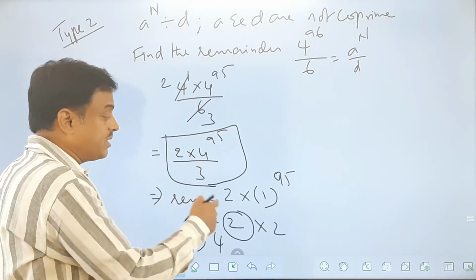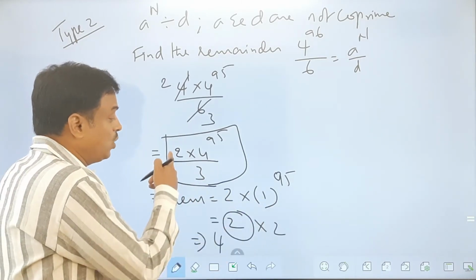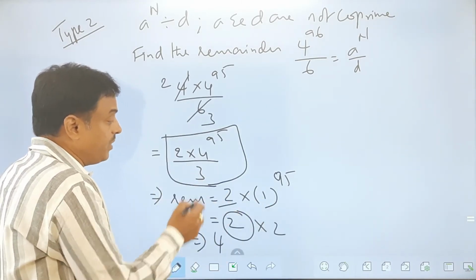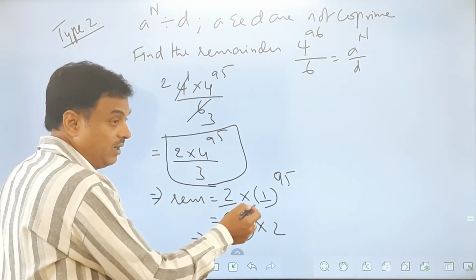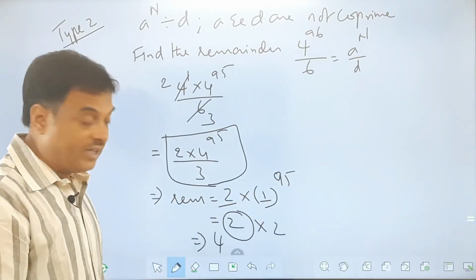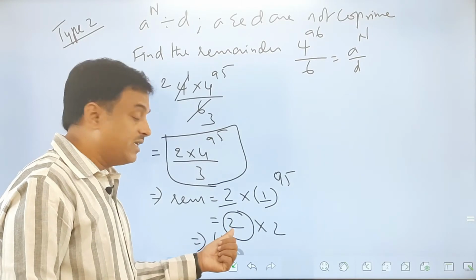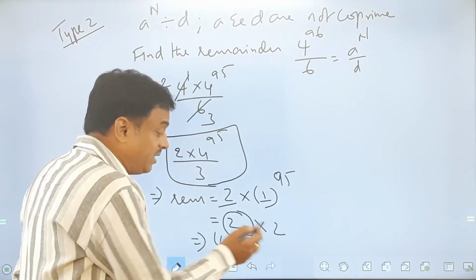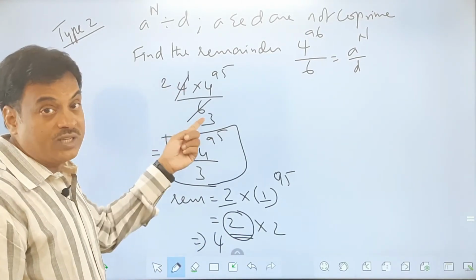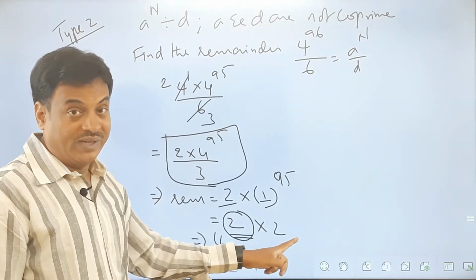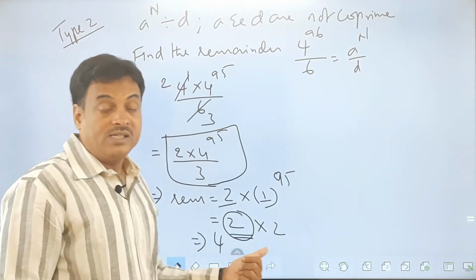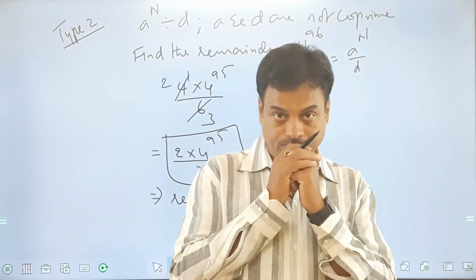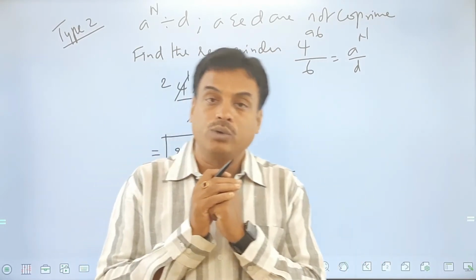Since these are co-primes now, I'll do the type 1 procedure. 2 divided by 3, remainder 2. 4 divided by 3, remainder 1 to the power of 95. So ultimately my remainder is 2. Then why should I multiply these two? Because this common 2 was eliminated. I should multiply that common number once again here. So the ultimate answer is how much, friends? 4. So this is type 2 questions for us.